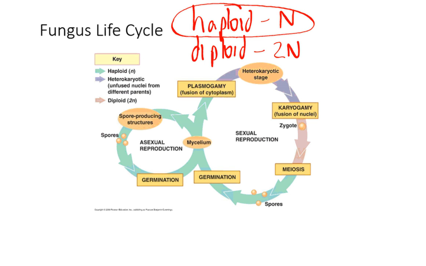These haploids aren't male or female like we would think, but they are either plus or minus. So some cells are plus and some cells are minus. And then when a plus fuses with a minus cell, that is what creates a diploid zygote.